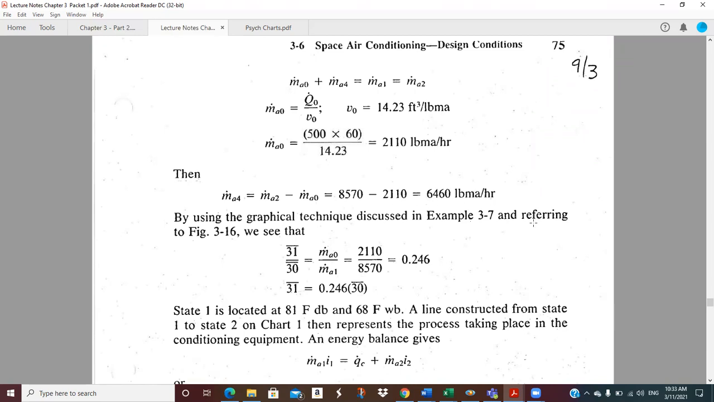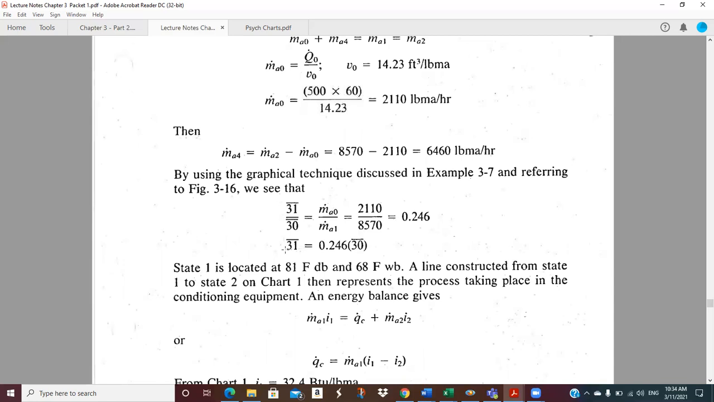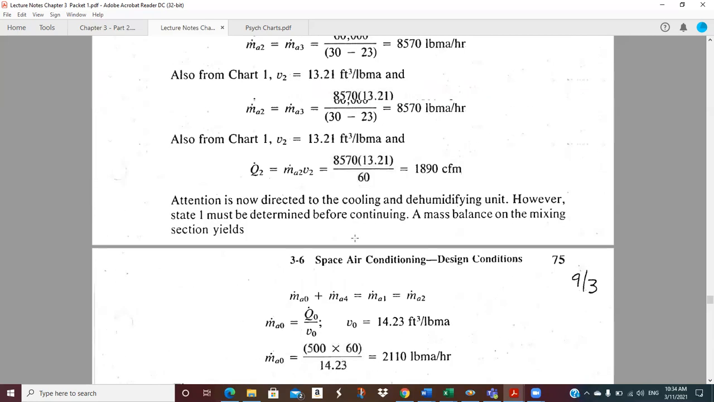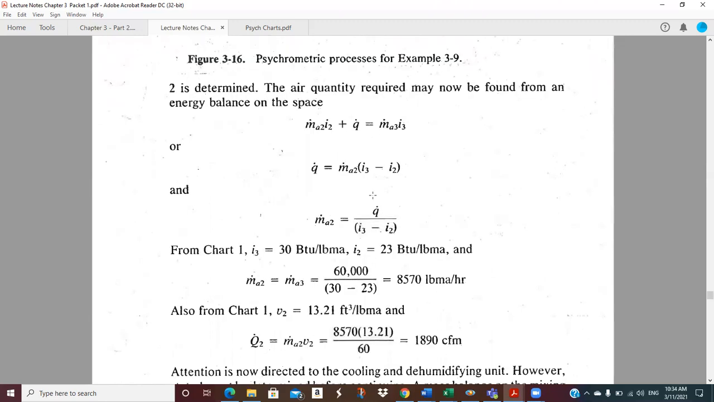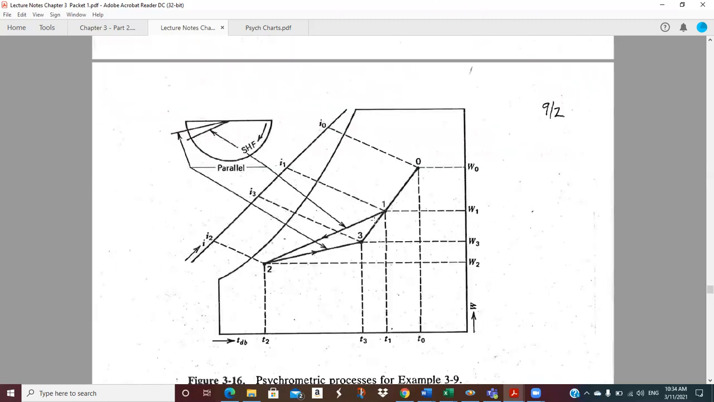So then we do the mixing. And on the psych chart, he's going to do the graphical technique. You know the mass flow rates of outside air, and we know the total mass flow. So the outside divided by total is about 0.246, about 0.25. And so line segment 3-1 is 0.25 of 3-0. It doesn't look quite like it, but 3-0 is the long one. You take 25% of it and you put a dot at 1. Looks like you blew the point a little bit, but anyway, they draw the diagrams so that they're clear, so they're not always exactly to scale. So that's how you would define this point 1 from the mixing.